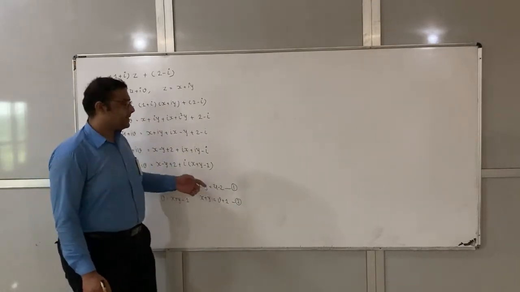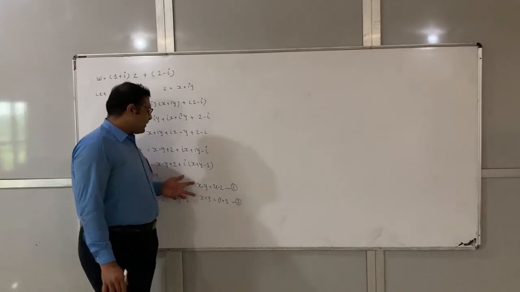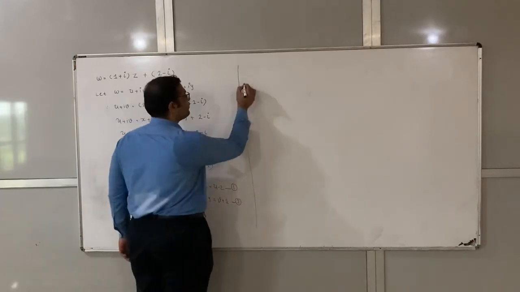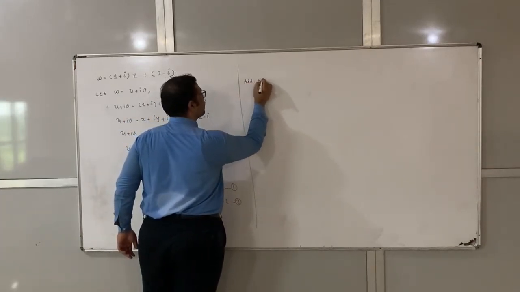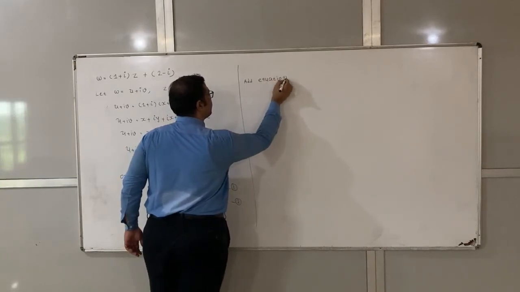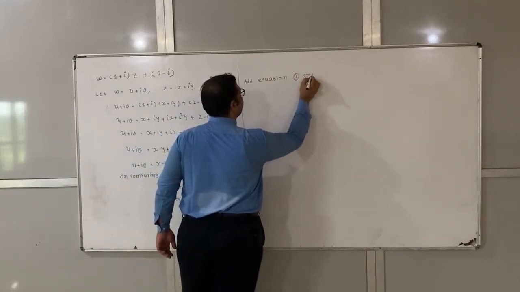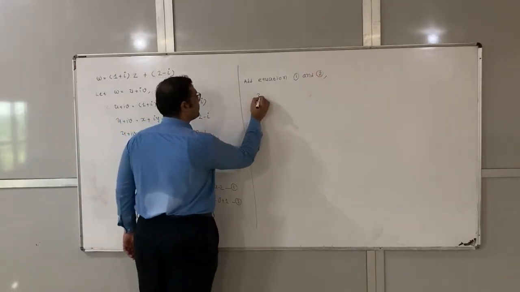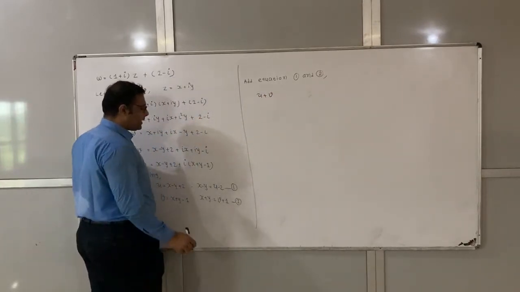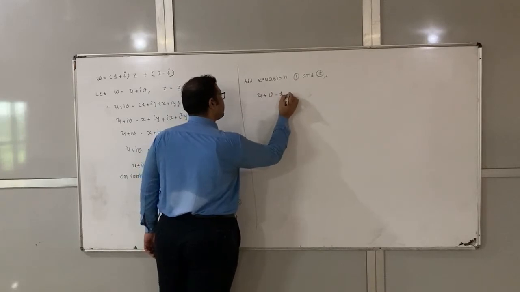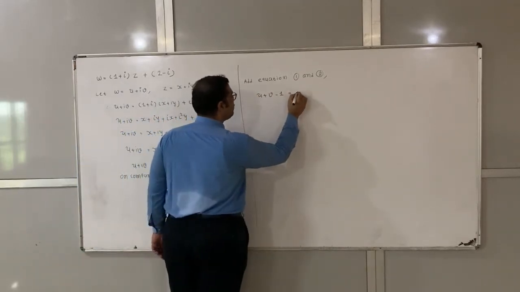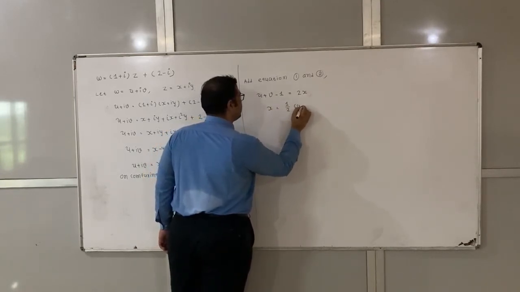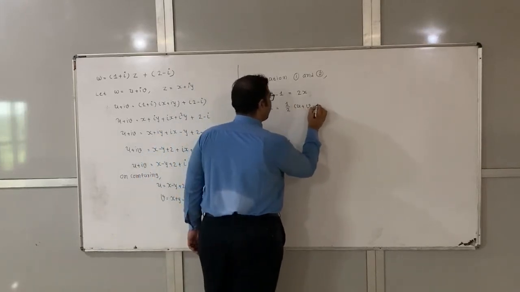Now we have to make x and y the subject of the equation. It means we have to find the two variables x and y. Now to find these variables, first add equations 1 and 2. By adding equations 1 and 2, you will get u plus v minus 1 is equal to 2x. So x is equal to 1 upon 2 into u plus v minus 1.